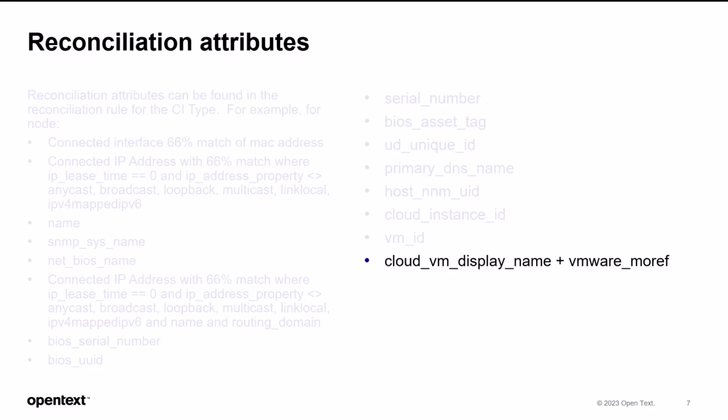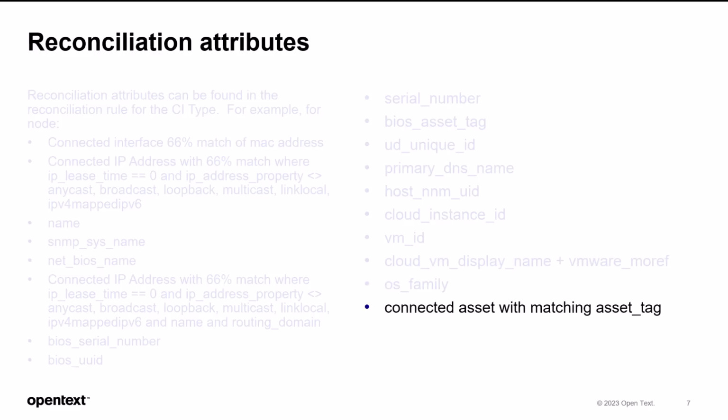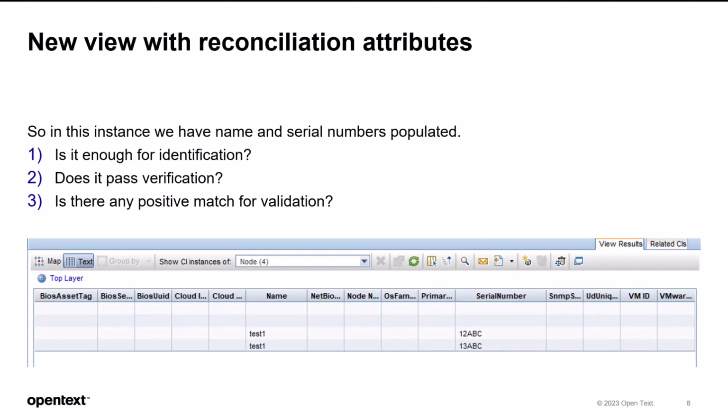reference for the object in VMware, the OS family, the connected asset with a matching asset tag, or in case all of these match, we're going to prefer a cluster resource group, and the VMware MoRef. So I've got my new view with the reconciliation attributes. So now I see these are all the reconciliation attributes for Node, and I'm looking at my CIs that match.